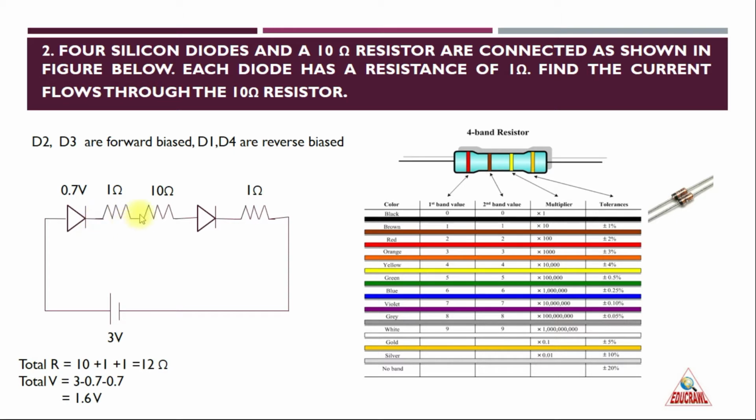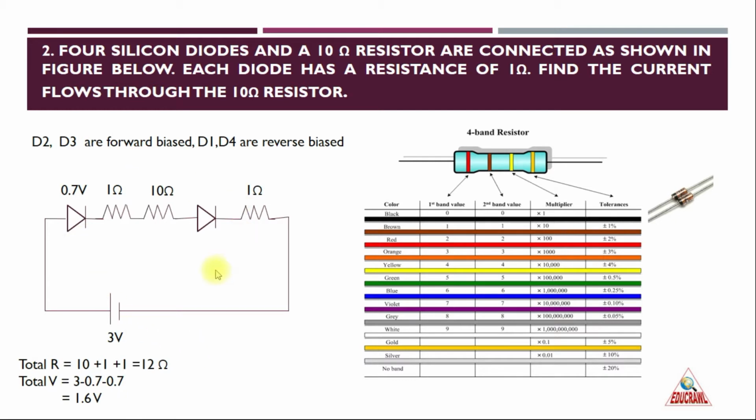I have given it separately, and you have got a 10 ohm resistor followed by D3. All of them are connected in series, and all of them are connected across a 3 volt battery. So the total resistance is 10 ohm plus 1 ohm, and for D3 it is 1 ohm, so the total resistance is 12 ohm. The total potential is 3 volt minus the voltage drop across D2 and D3, which is 0.7 and 0.7 for silicon diodes. So 3 minus 0.7 minus 0.7, which is 1.6 volt.